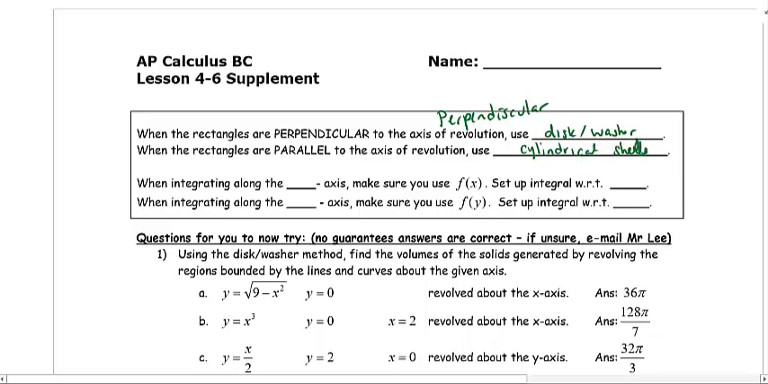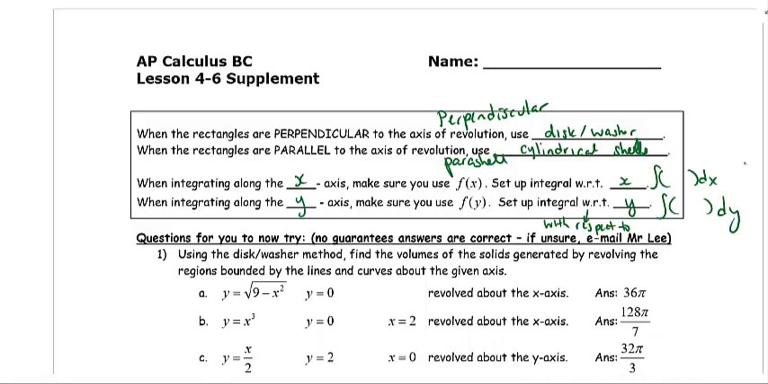Or the new word I told you here was parashell. Notice when you're integrating along the x-axis, then make sure your function is in terms of x, so therefore you would set up your integral with respect to x, and therefore it'd be blah blah blah with a dx at the end. And when you're integrating along the y-axis, make sure you are using f of y, so set up the integral with respect to y, and make sure you have dy. Okay? So I hope this helps you summarize and clarifies the methods of volumes of revolution.